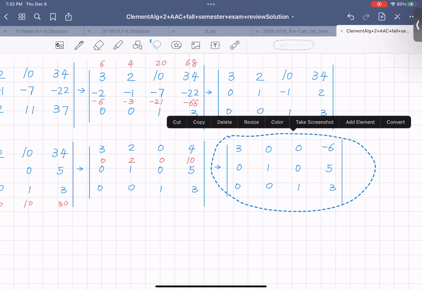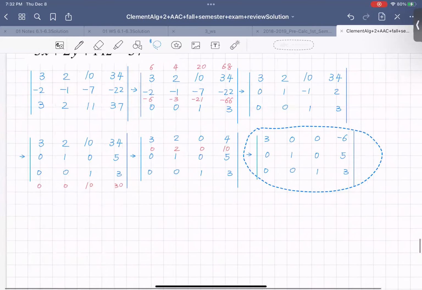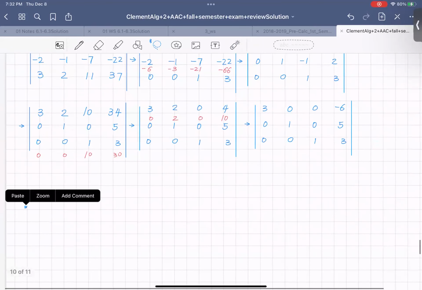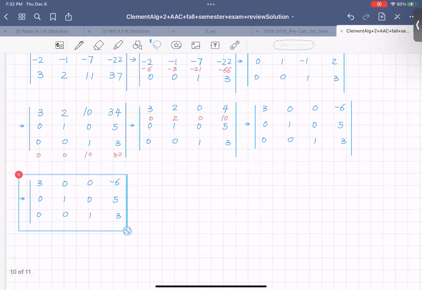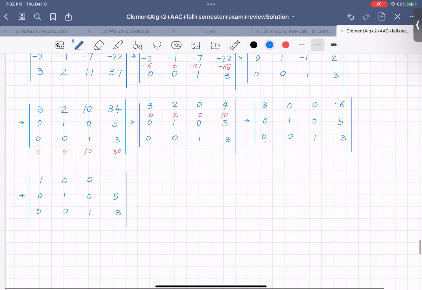And then the last step is going to divide the first row by 3. Correct? Yes. Okay. So this divided by 3 is 1. This divided by 3 is negative 2. So the answer is negative 2, 5, and 3. Okay. Yeah, Haley got the perfect answer. Very good.